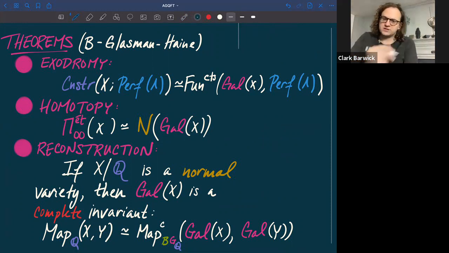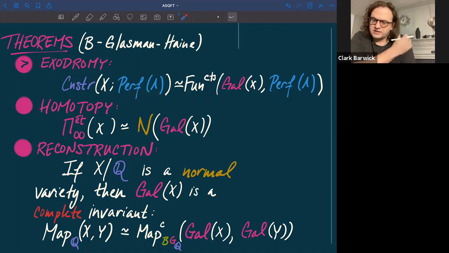And the first theorem is the exodromy theorem. That says that in the same way that if I took local systems on X with any sort of coefficients that I like, then I can think of those things as continuous functors from the étale infinity groupoid of X valued in that same category. Here I can take constructible sheaves on X valued in anything. Here I wrote Perf_Λ to emphasize that that's the kind of thing that I'm mostly going to be interested in. And these are the same things as continuous functors from Gal_X to Perf_Λ.